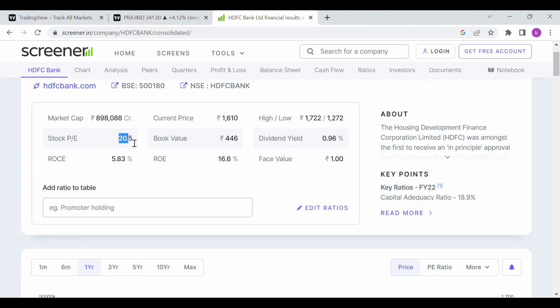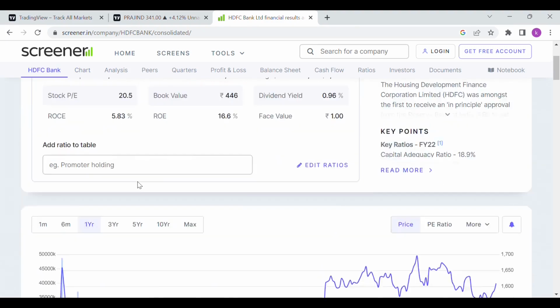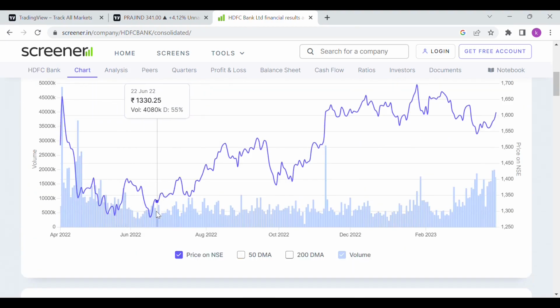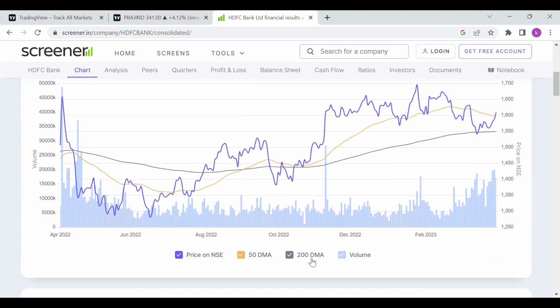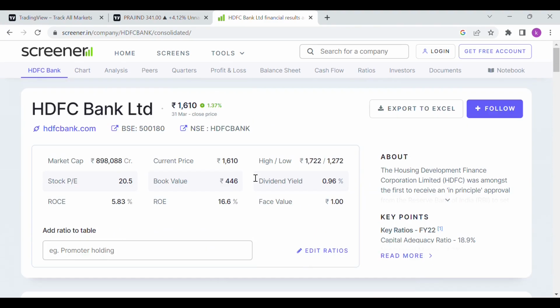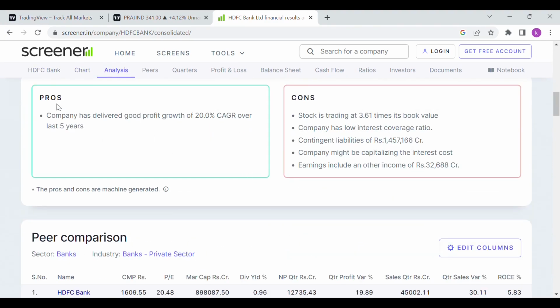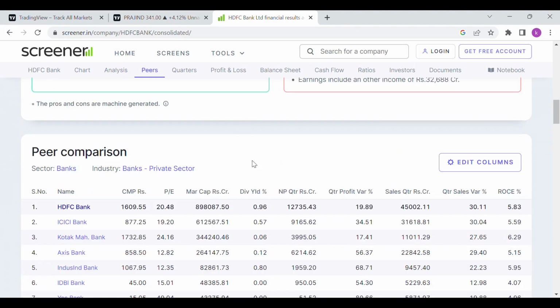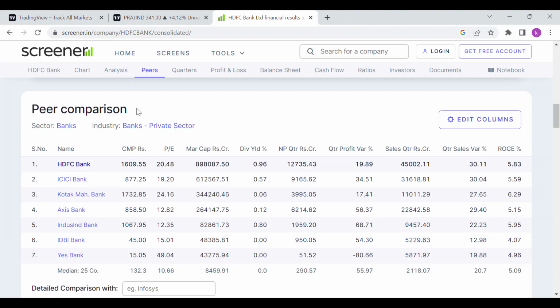What is the stock price earnings ratio? If you invest in one stock of HDFC, it will give you 20% of returns. That is the stock price earnings. Then if you scroll down, this is how the chart looks. I am just clicking on this 50-day, 20-day and 200-day moving average. So the stock is above the 20-day moving average. Then you can scroll down, and you can see the pros and cons of the stock.